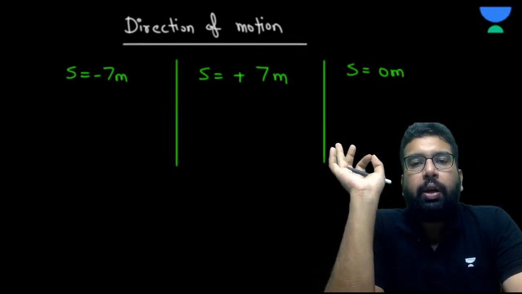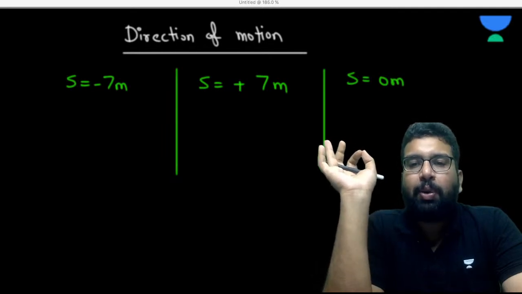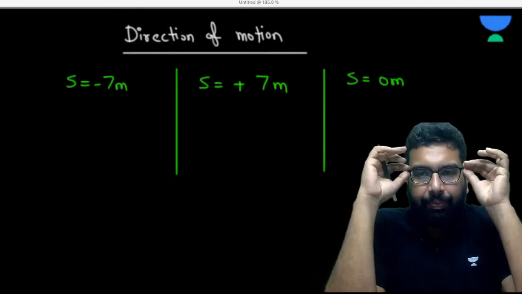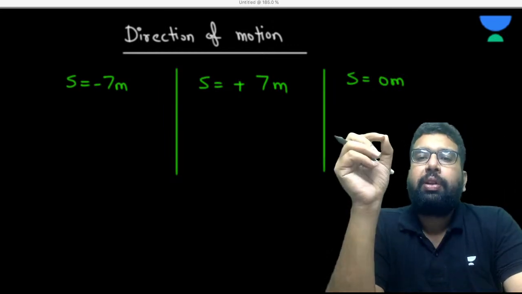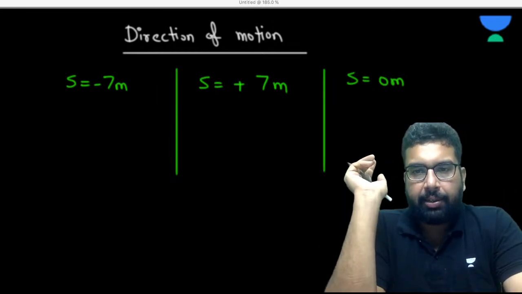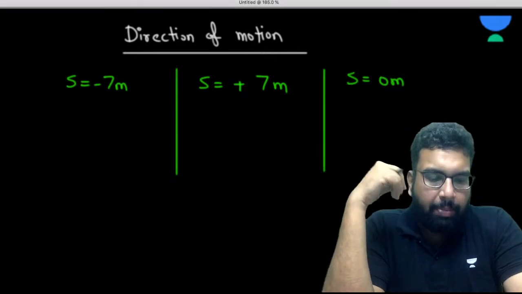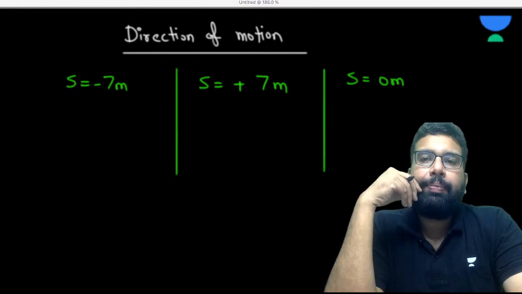Now if I ask you that displacement is minus 7 meter, plus 7 meter, or 0 meter, can you tell me what the direction of motion is in the first case, second case, and the third case? Can you try to tell me?